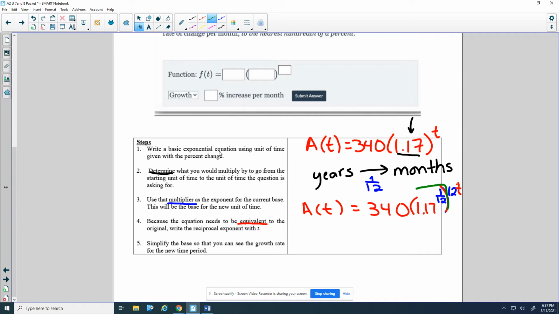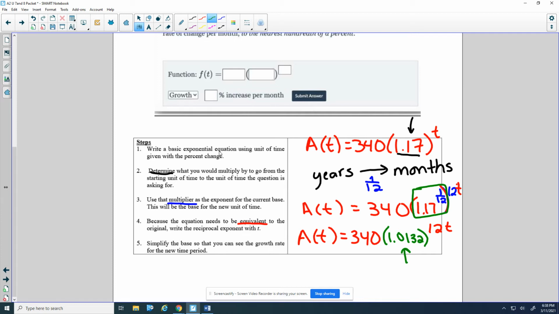If I type in this, that is going to reveal the monthly growth rate. We're changing the base to be a base for months. The 340 stays. I'm going to type in 1.17 to the 1/12, and that's going to give me 1.0132 to 4 decimal places, as the problem suggested. And then that 12t stays on the outside. So this is no longer a times b to the t, but we are revealing the monthly growth rate by changing that base to a base in terms of months.